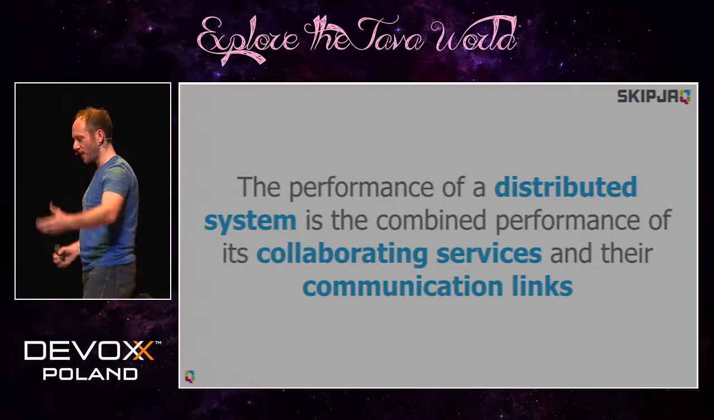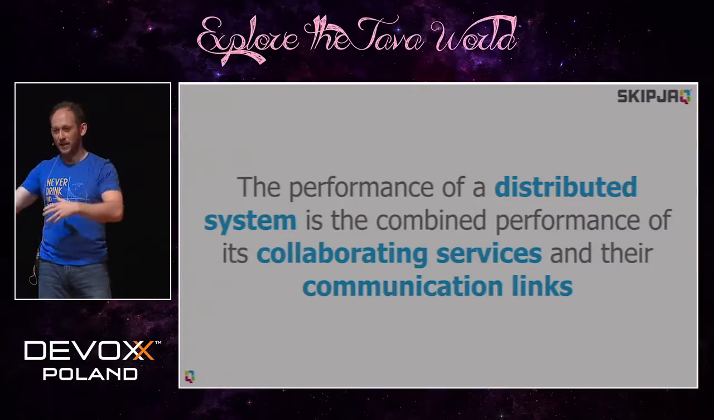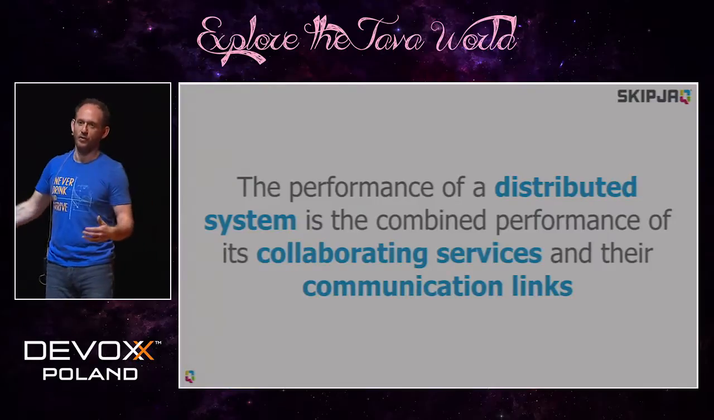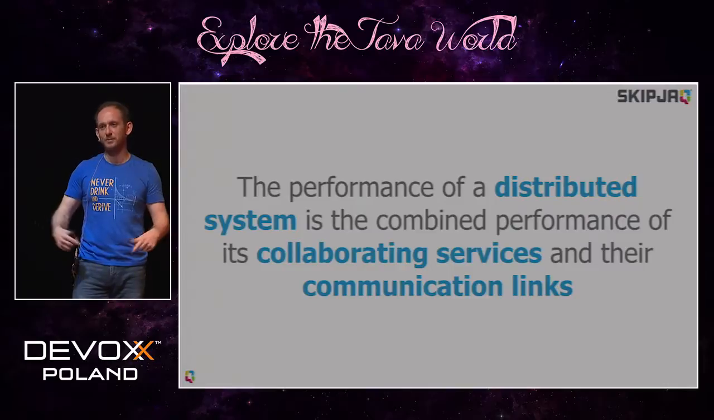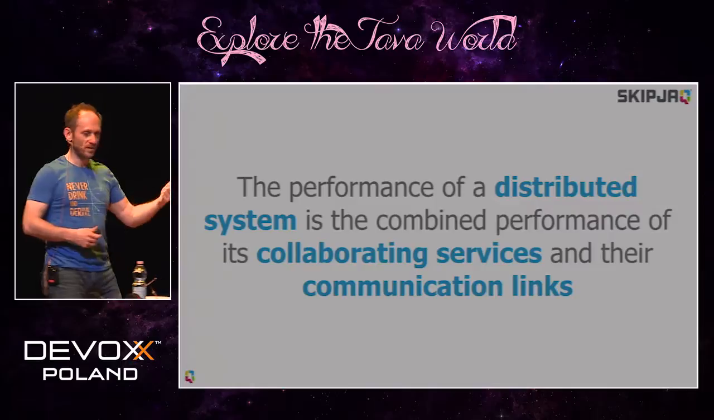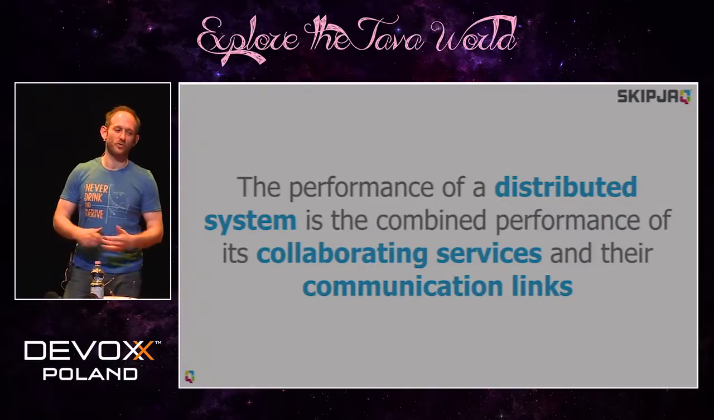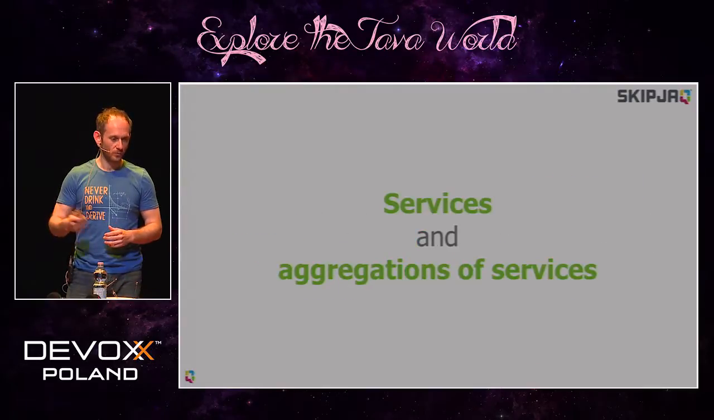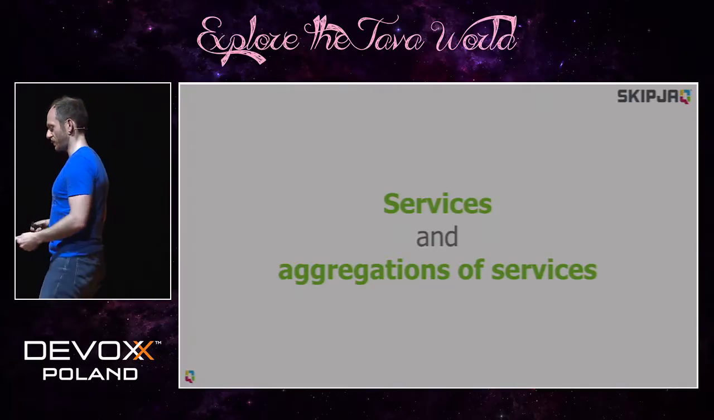And I like to think about the performance of microservices, and therefore the performance of distributed systems, as being the combined performance of the services that are collaborating and the links that they communicate over. And if you think about it, that makes perfect sense. You've got the bits of code that are running, they take time. And you've got the bytes and the bits that are flying between the services, they also take time to propagate. And you need to understand how all these pieces perform and how they operate to get a good grasp of the performance of your system. So really, it's just about services and aggregations of services.